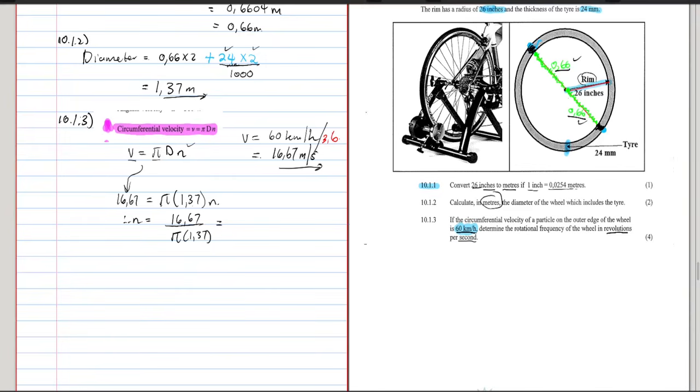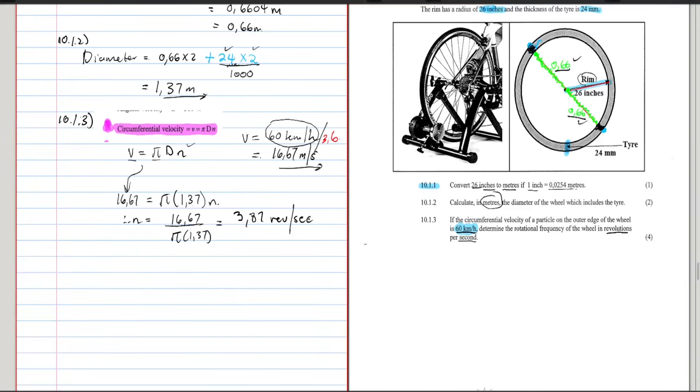So the answer is 3.87 revolutions per second. So this is the answer. Had we continued with the kilometers per hour, the answer was going to come out as revolutions per hour, provided that the diameter we are substituting is also in kilometers. So whenever you do substitutions or calculations, just make sure that the units match. You are working with meters, there should be meters everywhere. You are working with seconds, there should be seconds everywhere.